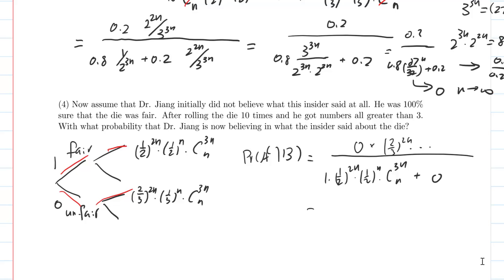So the probability is 0 over some number that isn't 0. That's going to be a non-zero number. In fact, it's going to be C(3n, n) times 1 over 2 to the 3n. But it's a non-zero number, so the probability is going to be equal to 0. So what it means is that if his initial belief in the fairness of this die is 100%, then this Bayes updating is not going to change his belief. There is no way. It doesn't matter. He's going to ignore all the evidence.